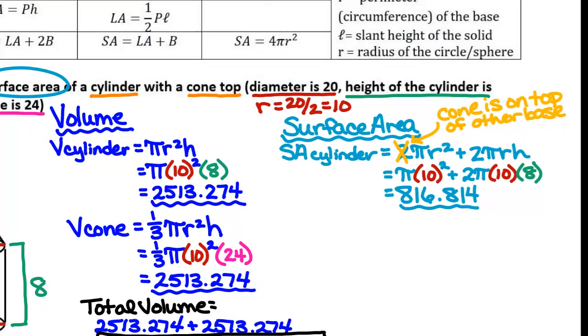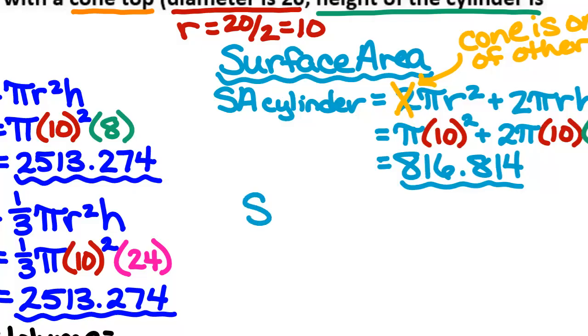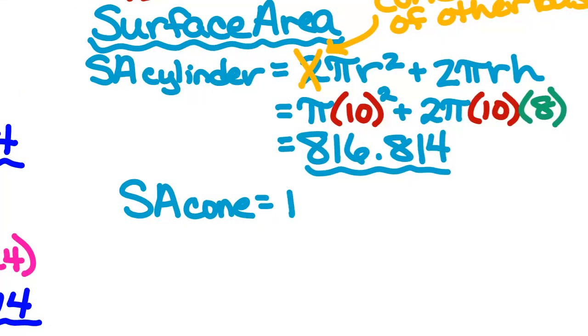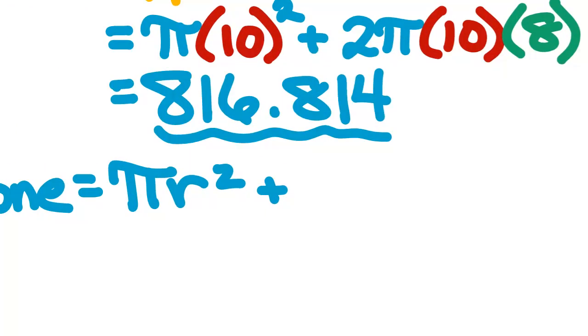All right, now let's do surface area for the cone. Surface area of the cone, we have area of the base, which is pi r squared, plus 1/2 times the perimeter. Well, the perimeter is 2 pi r, so half of that would just be pi r times our slant height, cursive L. But where is the base of the cone? It's on top of the cylinder.